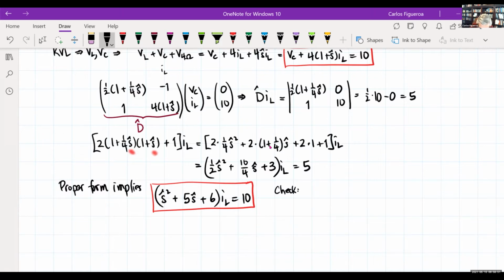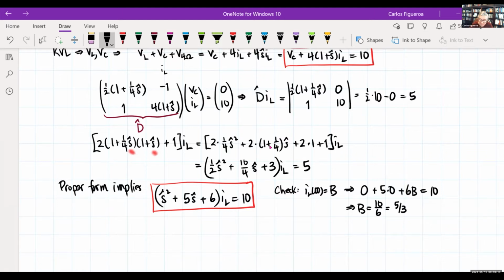The check clearly tells me that IL of infinity, which is our constant b, should tell us that I'm going to get 0 plus 5 times 0 plus 6b equals 10. Therefore, this tells us that b should be 10/6, which is the same as 5/3.